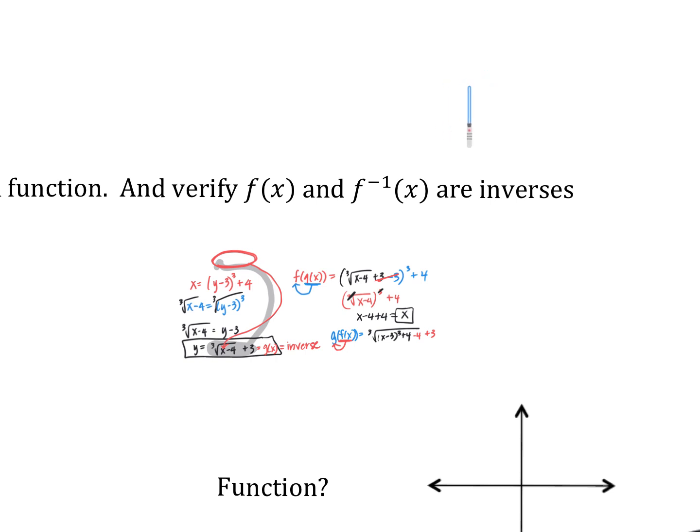What happens right here? That cancels out. They cancel. And what happens with a cube root? Those cancel. And then I'm left with everything cancels, x minus x, 3 plus 3, and I just get an x, which is great. It's beautiful.